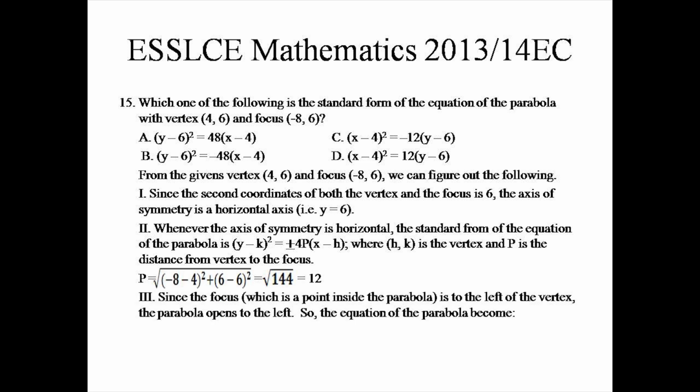Since the focus, which is a point inside the parabola, is to the left of the vertex, the parabola opens to the left. So the equation of the parabola became (y - 6)^2 = -4 times 12 times (x - 4). This implies (y - 6)^2 = -48(x - 4). We use the sign negative here because we figure out that the parabola opens to the left. So choice B is the correct answer.